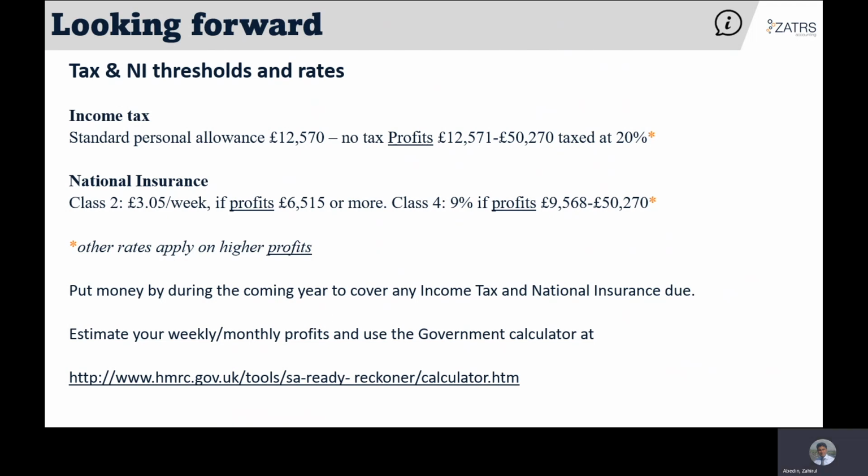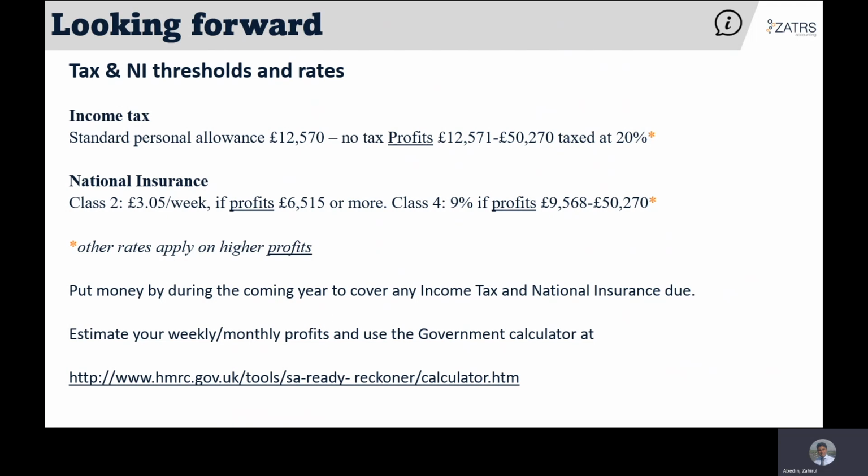And just to give you an idea, income tax, you will normally only be paying when you get above the standard personal allowance, which at the moment in the 2021-22 tax year is £12,570. If your profits, remember it's profits, not income into the business, are above that and well below the £50,270 limit, they will be taxed at 20%.